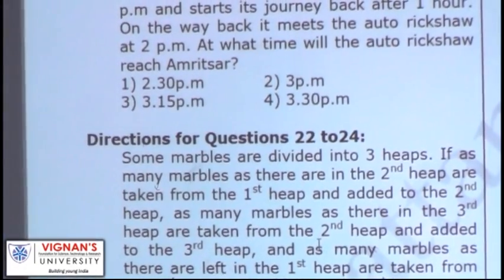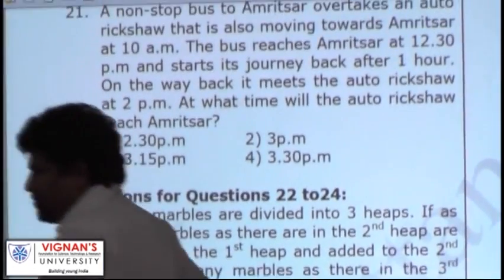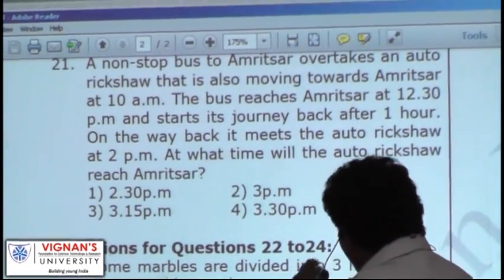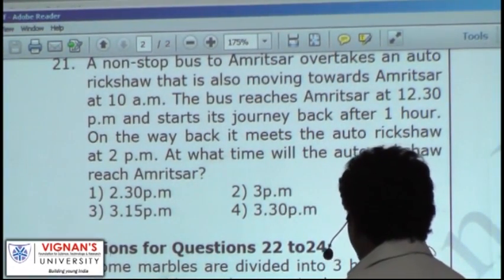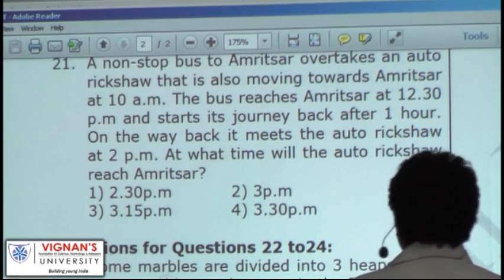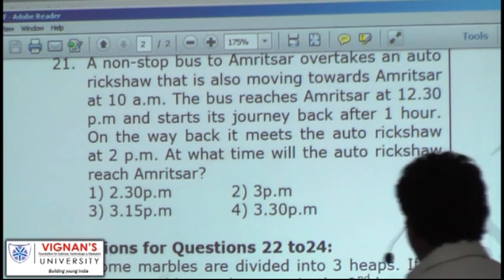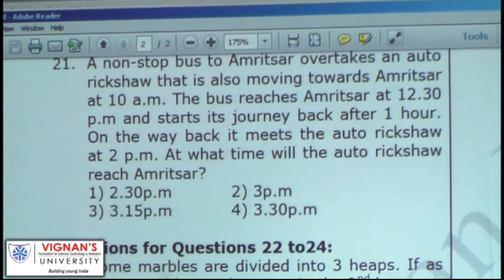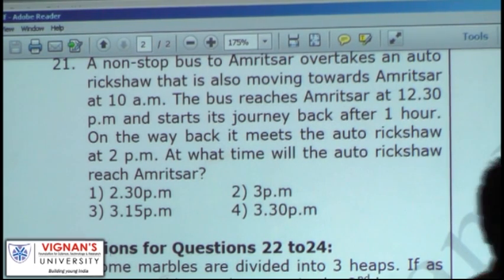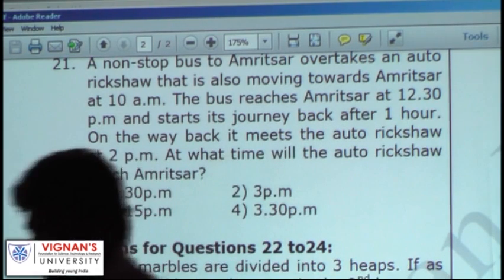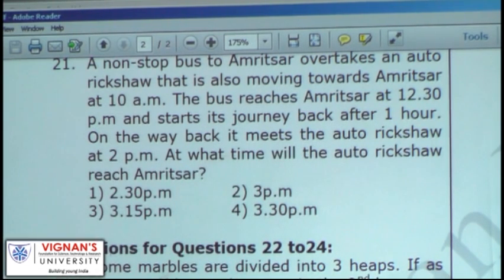Number 21. A non-stop bus to Amritsar overtakes an auto rickshaw that is also moving towards Amritsar at 10 a.m. The bus reaches Amritsar at 12:30 p.m. and starts its journey back after 1 hour. On the way back, it meets the auto rickshaw at 2 p.m. At what time will the auto rickshaw reach Amritsar? 3 p.m. Sure? How 3 p.m.?